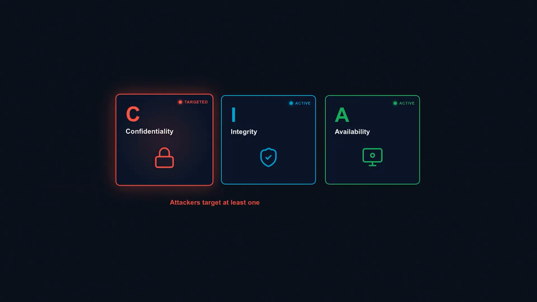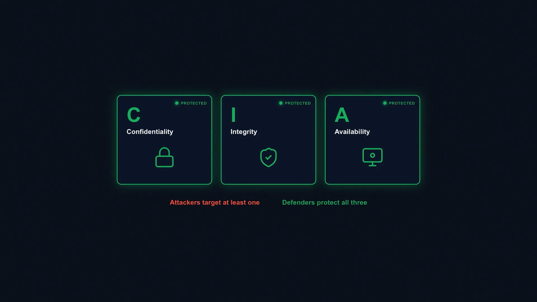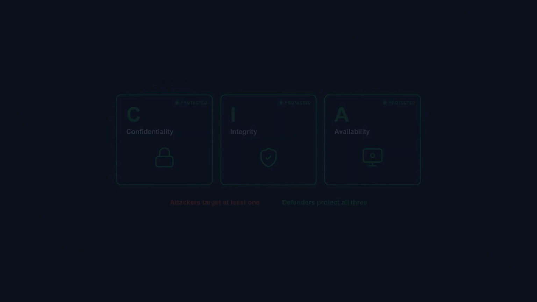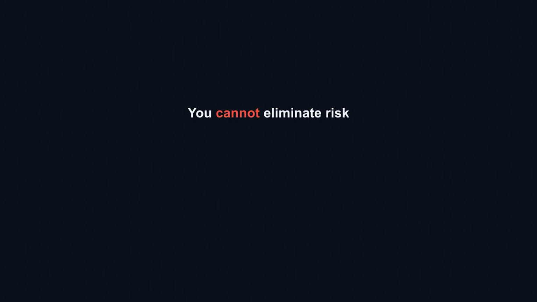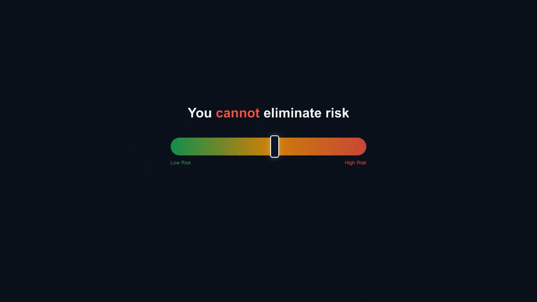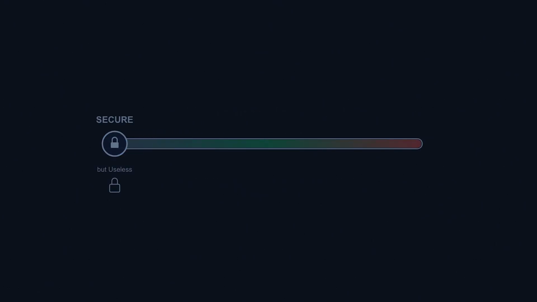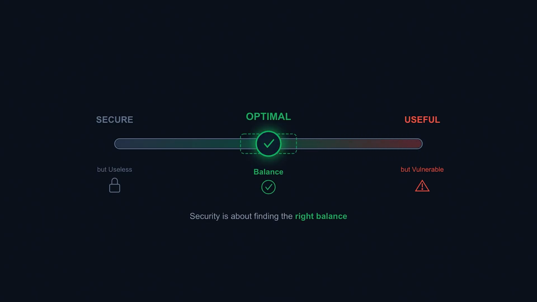Attackers target at least one of these. Every defense protects at least one. This framework, called the CIA Triad, helps you analyze any security situation. Here's the crucial insight. You cannot eliminate risk. Security is about reducing risk to acceptable levels while still getting work done. A system disconnected from the internet is secure, but useless. Your job is finding the right balance. Now, let's see how attackers exploit systems that got that balance wrong.